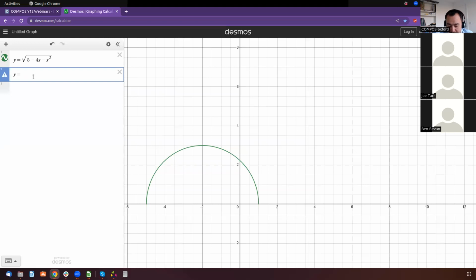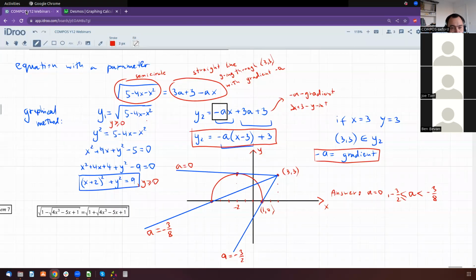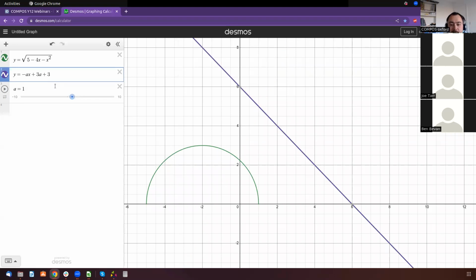Y equals ax plus 3 plus 3. And it says add slider. As you can see, add slider, bam. Where did it go wrong? Minus ax plus 3a plus 3. Oh, plus 3a, of course. All right. And we have the ability to change a.